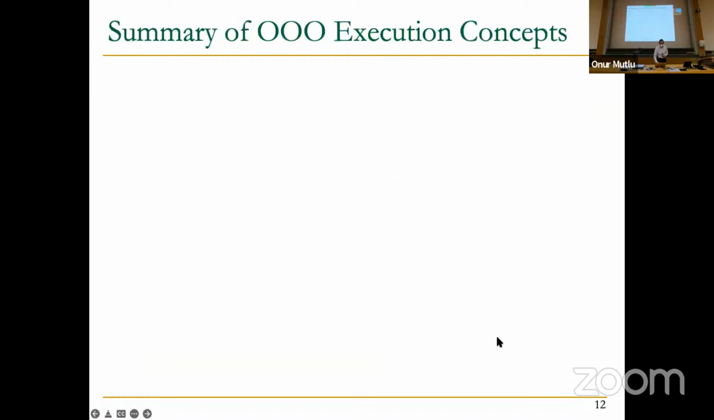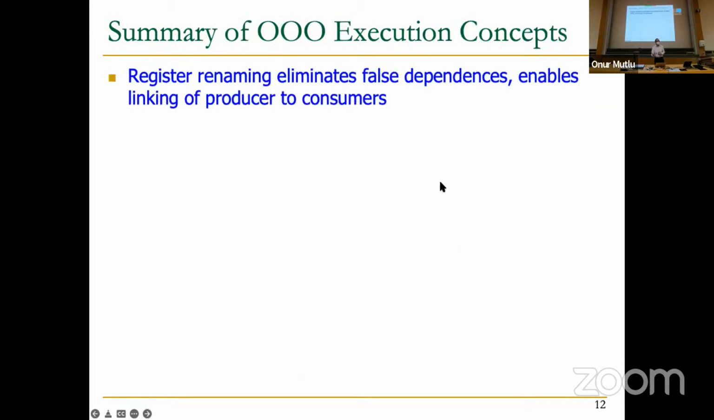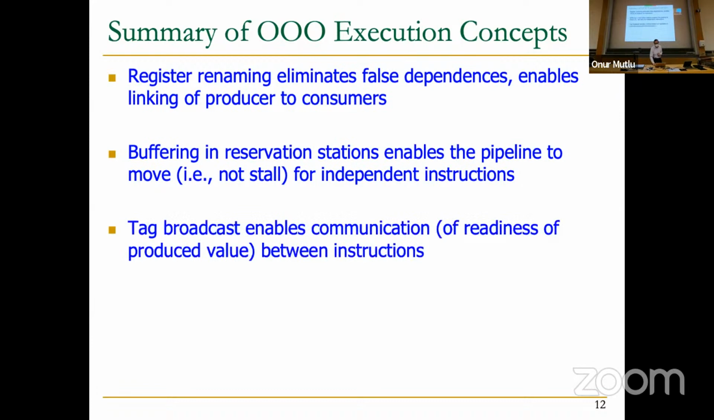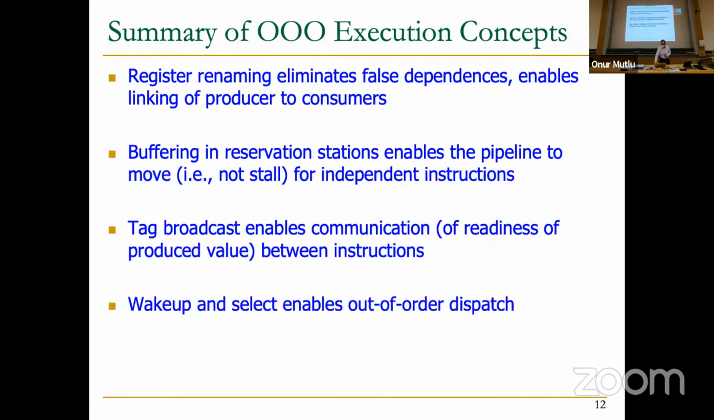Okay, so let me summarize. These are the 4 major out-of-order execution concepts. Again, register renaming eliminates false dependencies and enables linking of producers to consumers. Buffering in the reservation stations enables the pipeline to move, not stall, for independent instructions. Tag broadcast enables communication of the readiness of the produced value to dependent instructions. And finally, wake up and select enables out-of-order dispatch of instructions. All of these together basically provide us with the out-of-order engine.